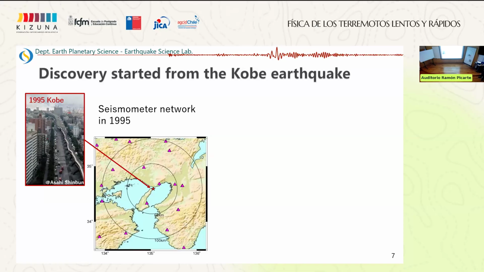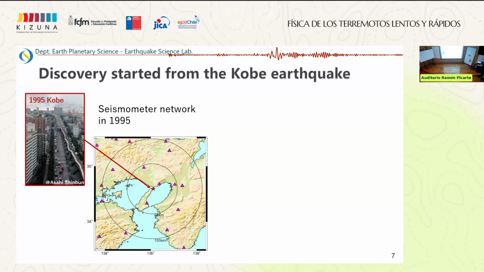Because of this earthquake, for Japanese society, it was very big event. And we studied Kobe earthquake, but 30 years ago, here is a Kobe area, and this is 100-kilometer circle. In Japan, we had such seismic network system. At that time, we thought it's not so bad. But actually, it was not so good, even at that time, compared to other countries in the world.